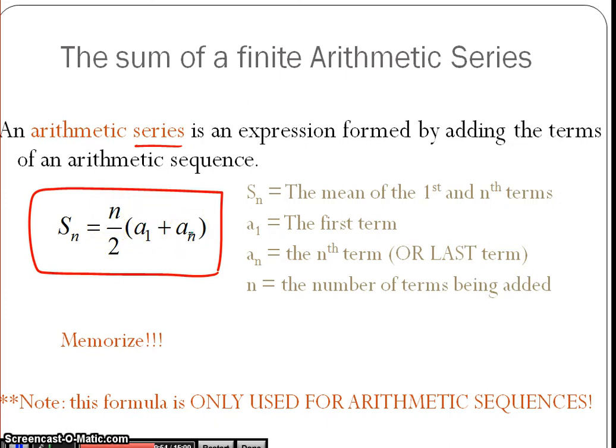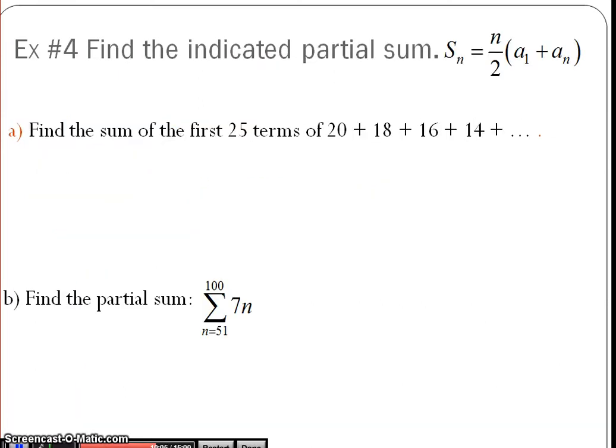Okay, so this only works for sum of arithmetic sequences. In 8-1 we had a bunch of different other sequences. This is only for arithmetic sequences. So we're going to find the partial sum. Here we're going to find the first 25 terms. See, this series goes on to infinity, but we want to find the partial sum, which is the first 25 terms.